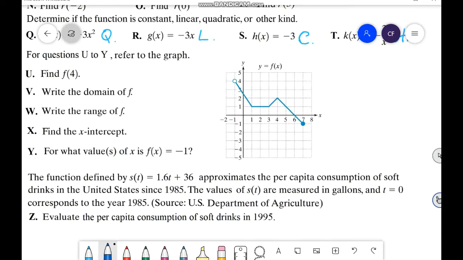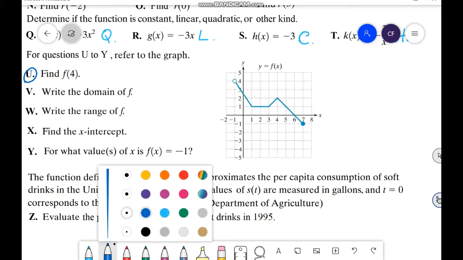Now we are here on letter U. For letters U, V, W, X, and Y, you're going to need this graph here. Just remember, you're going to have slightly different numbers tomorrow. Don't use the same numbers. Just follow the same step-by-step method, the same thinking. Not all the numbers are going to be different.